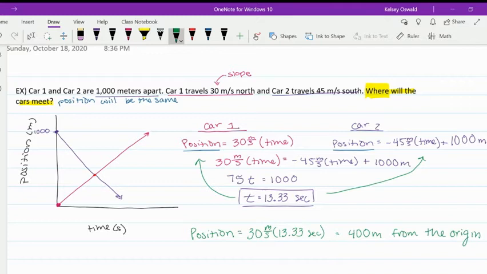It's always good to give a frame of reference of where you're measuring from. So here we'll find our cars will meet at a position of 400 meters from the origin. Okay.